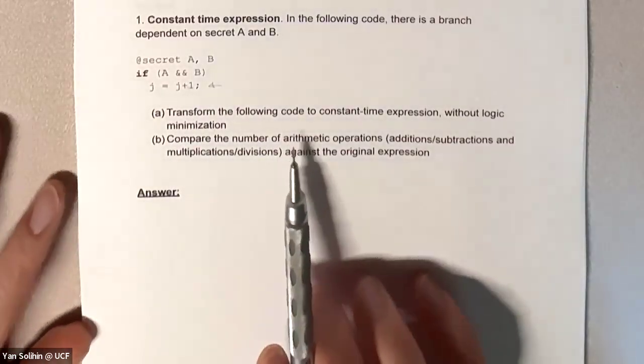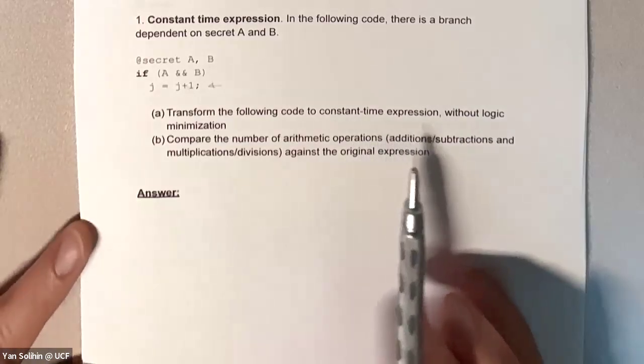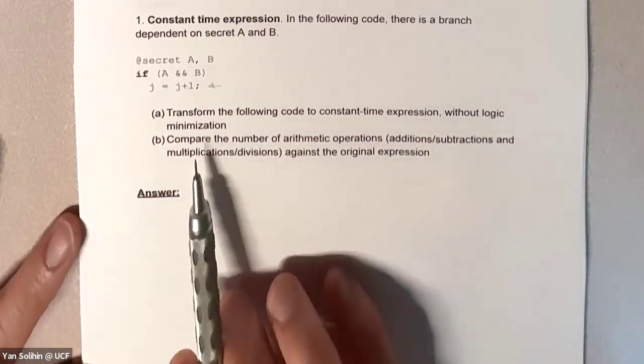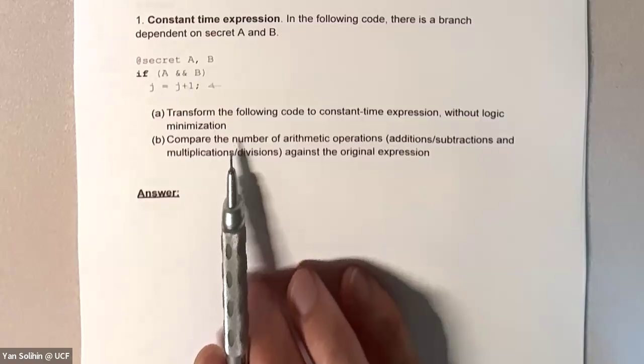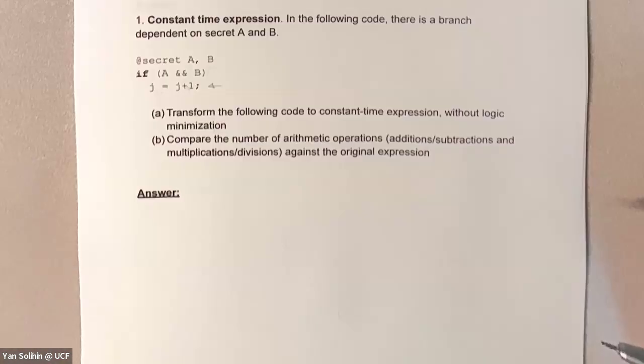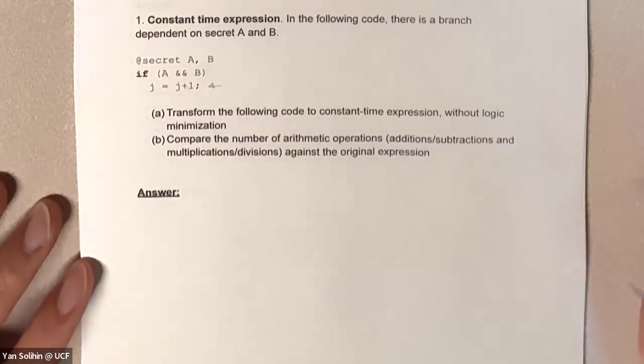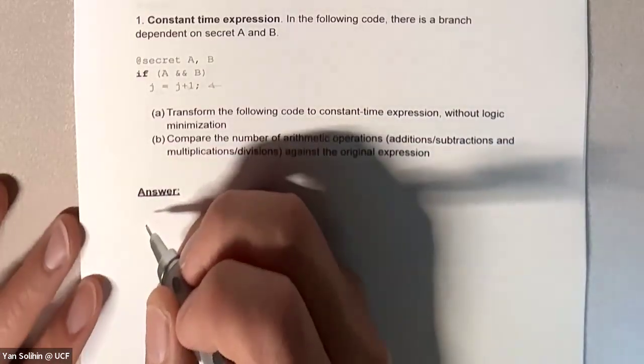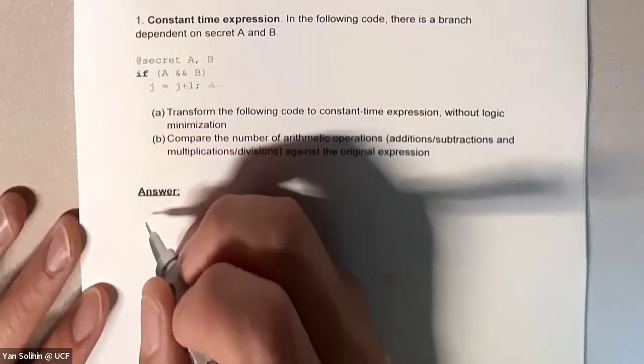The question is to transform the following code to a constant time expression without logic minimization. Okay, so let's solve this problem. For solving this problem, we create a truth table.